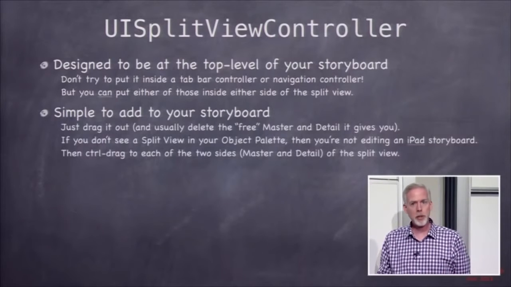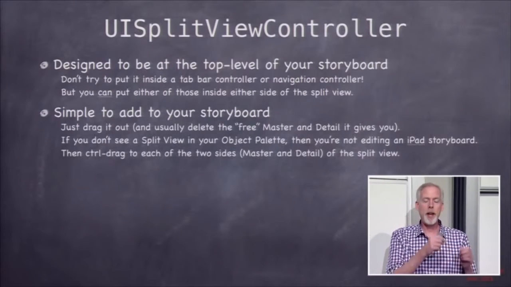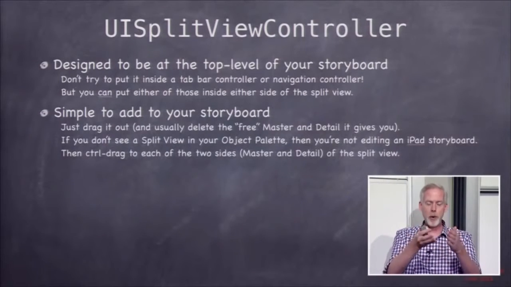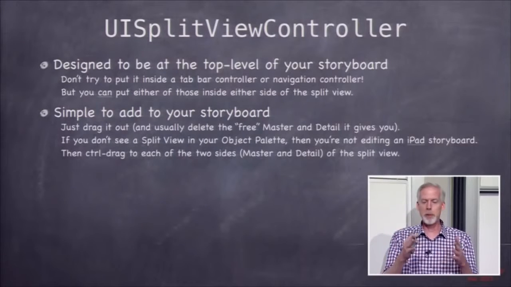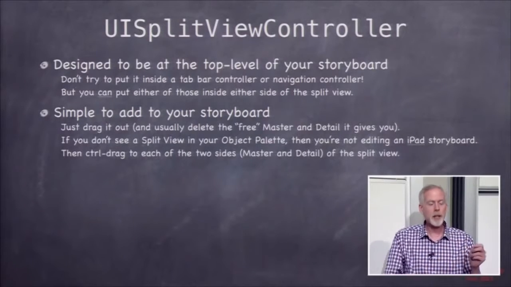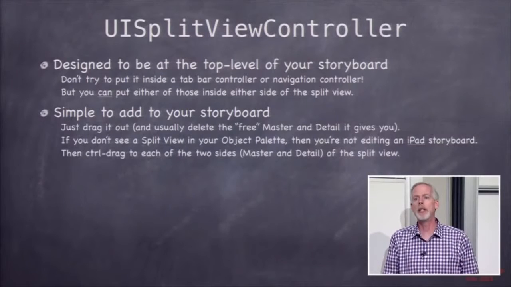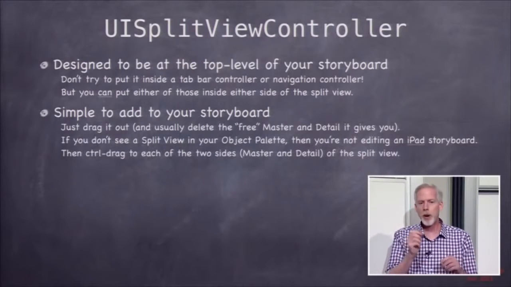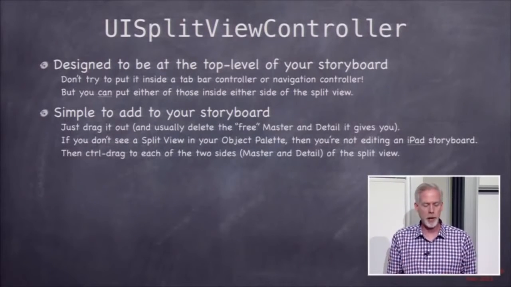It's very simple to add one to your storyboard. You just drag it out, and then it's going to give you a master and a detail, which you're going to delete almost all the time. And then you just control drag to your master and control drag to your detail. Okay, just like a tab bar controller, it gets hooked up the same exact way.